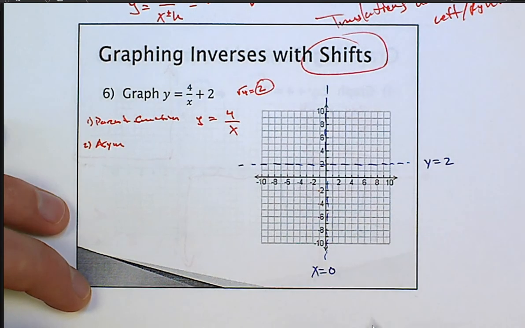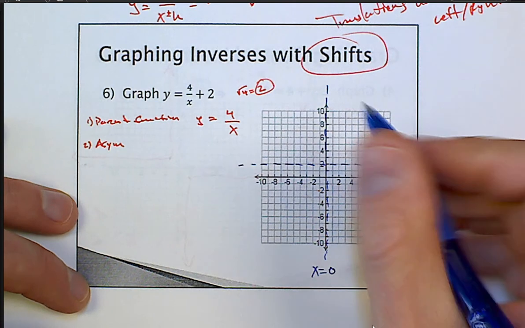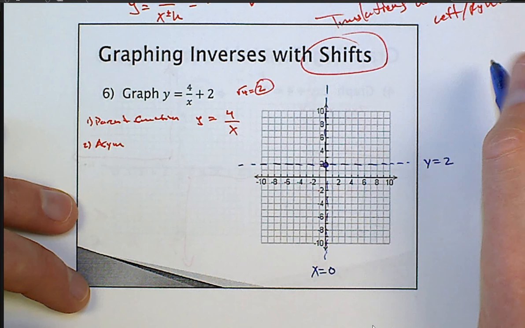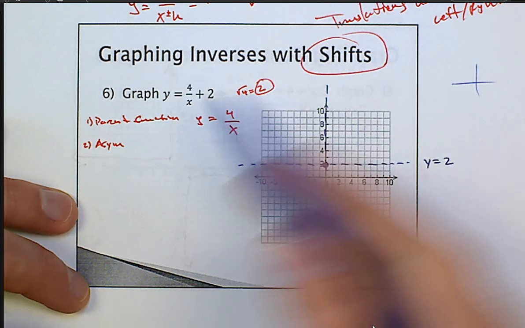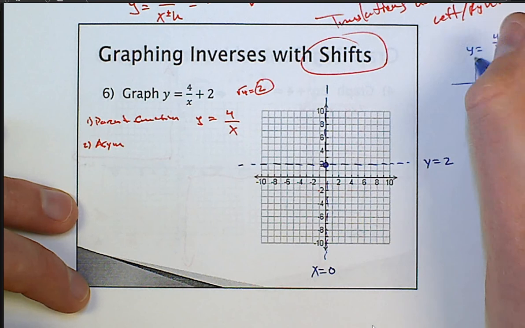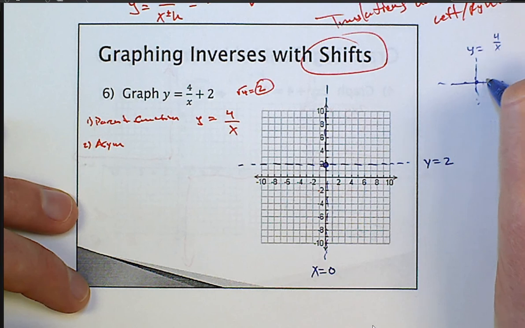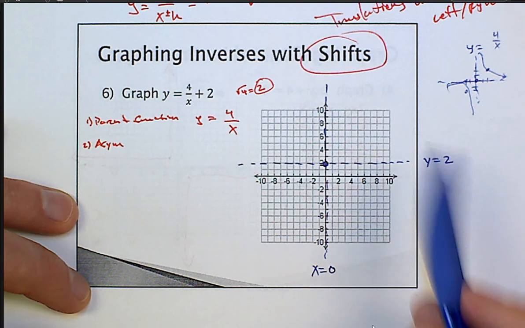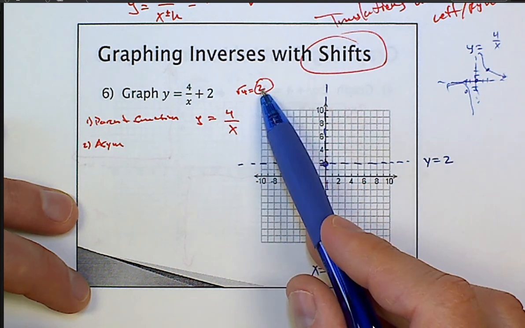And now this point right here is like my new origin. Normally, when you would graph the parent function y equals 4 over x, I would have my dotted line here, my dotted line here, my origin at 0, 0, and I would go to the right 2, up 2, and to the left 2, down 2, and there would be my graph, right? And everything is hunky-dory. So now all that's changing is that point of 2 is shifted up 2.